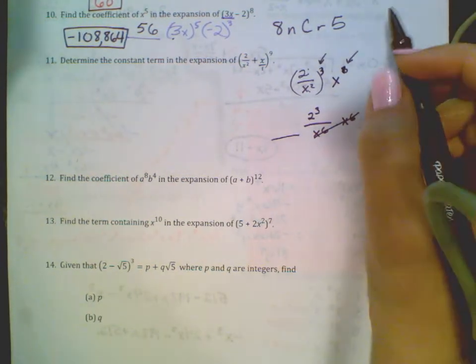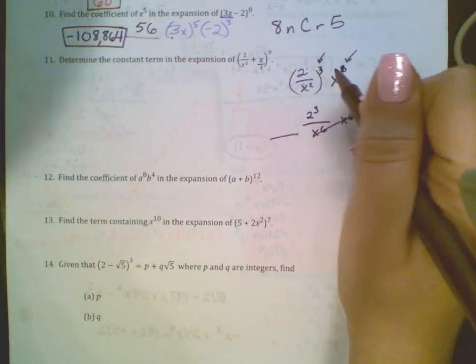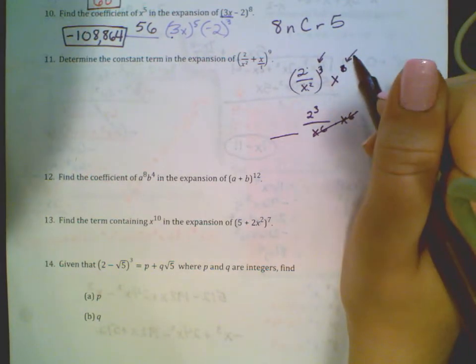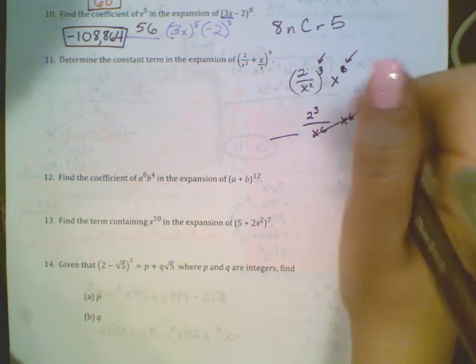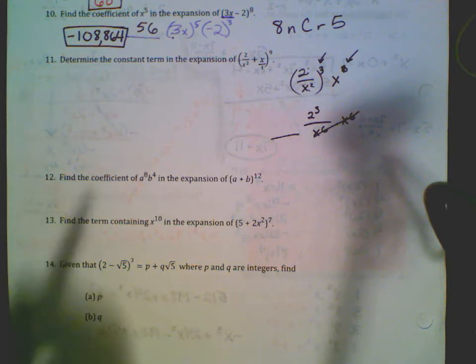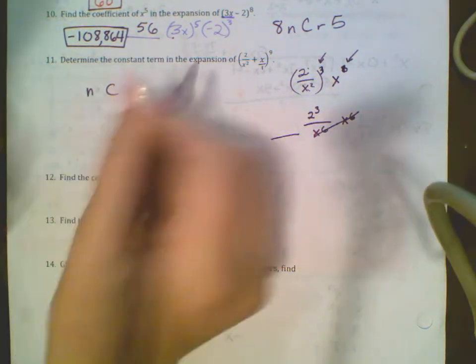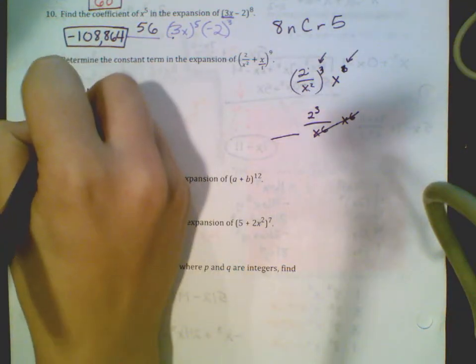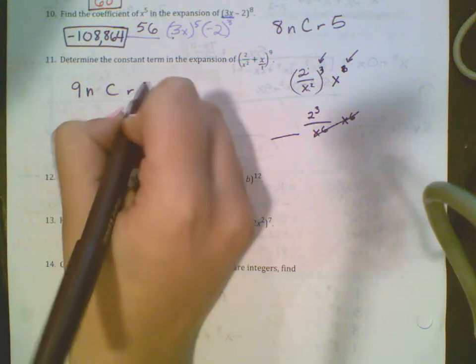Again, you just have to do trial and error to make sure, because you could do 8 and 1, that won't work, 7 and 2, that won't work, and then 6 and 3 did in fact work. So I need to figure out what my constant is going to be. In order to do that, I will say nCr, where n is 9, and our r could be 3 or 6. I'll use 3.